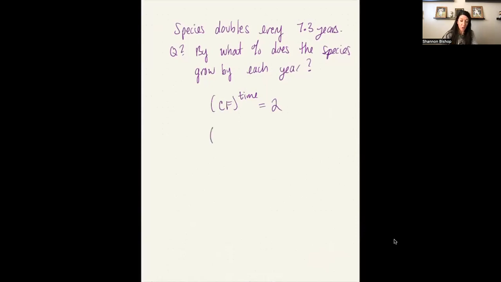So I do not know my change factor this time. But I do know that after 7.3 units of time, in this case years, that is how long it takes to double. So this is me, again, utilizing what I know to figure out what I don't know. Now, in order to solve for the change factor, I just have to undo a power of 7.3. The way that we undo a power of 7.3 is by using its reciprocal power. So in this case, 1 over 7.3.